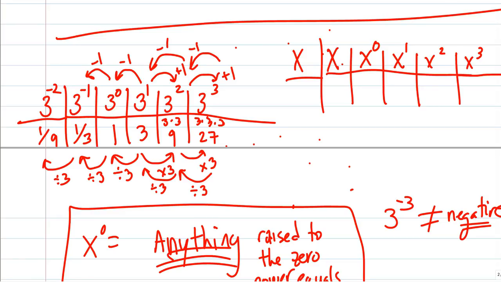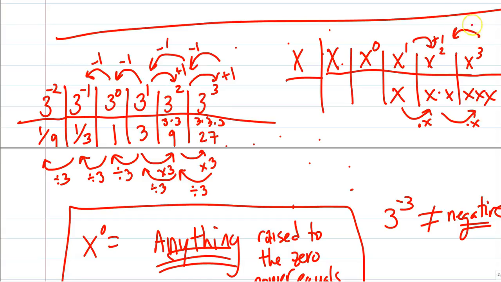So this works for 3. 3 to the 0 is 1. Does this work for any number? Well, let's see. X stands for any number, right? X to the first is just x. X squared, x to the third, what are we doing as we add 1? We are multiplying by another x. We are multiplying by another x as we go to the right.